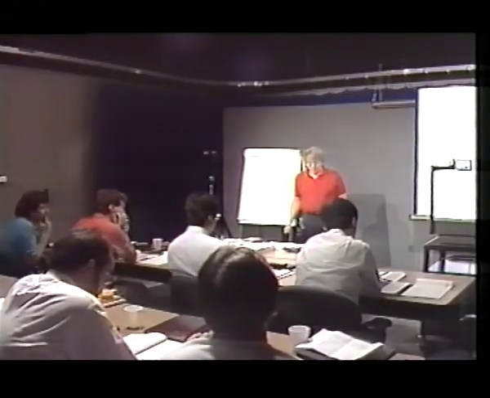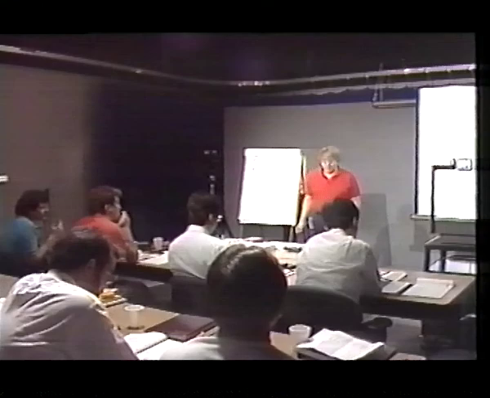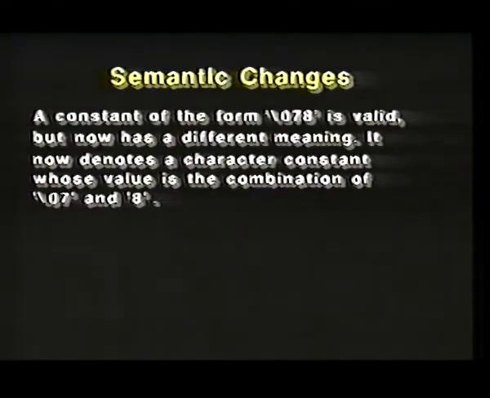Semantic changes are ones that the compiler will still accept, and they're probably worse than the compilation changes because they change the meaning of your code so that you will now get wrong answers instead. The first change is that character constant '\078' is still valid, but since 8 is no longer an octal character, it will now mean the combination of the characters octal 07 and 8.